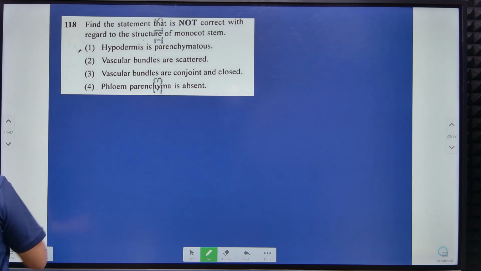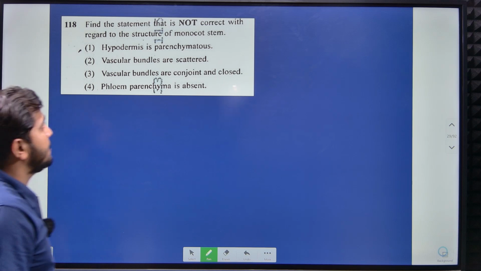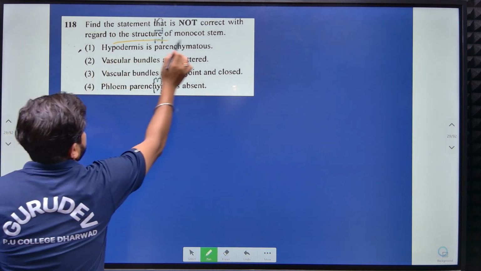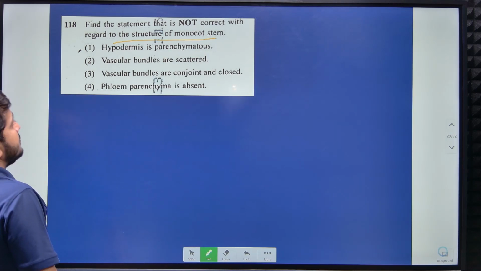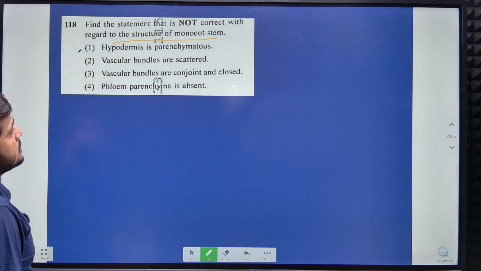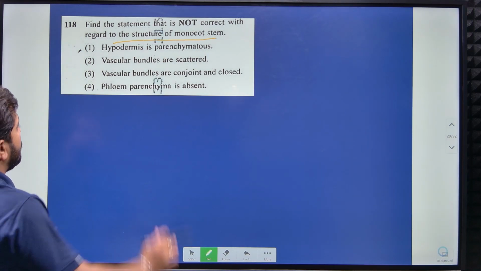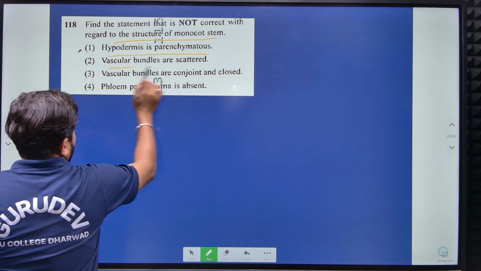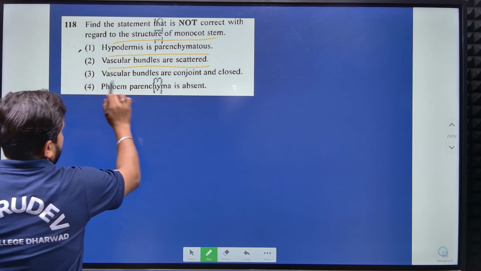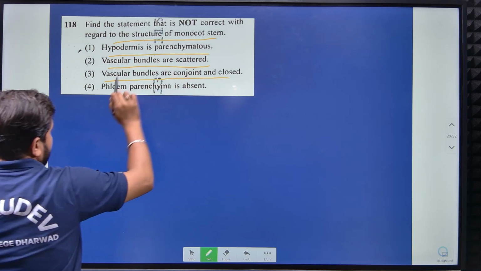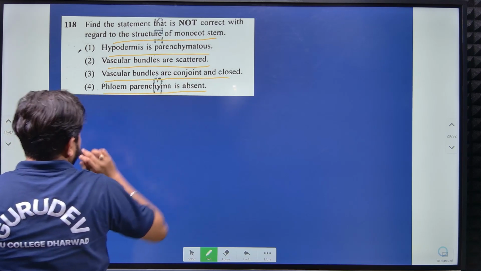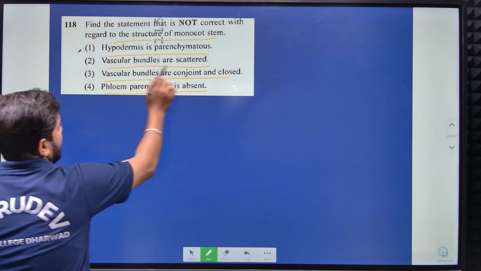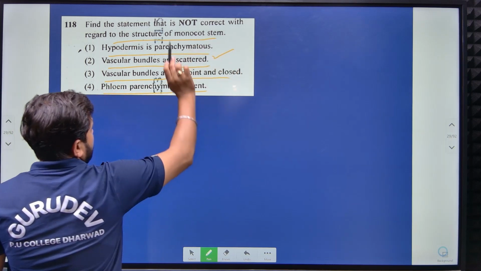Moving on to the next question: find the statement that is not correct with regard to the structure of monocot stem. What they mention here: hypodermis is parenchymatous, vascular bundles are scattered, vascular bundles are conjoint and closed, phloem parenchyma is absent. So according to that, vascular bundles are scattered in monocot, right?